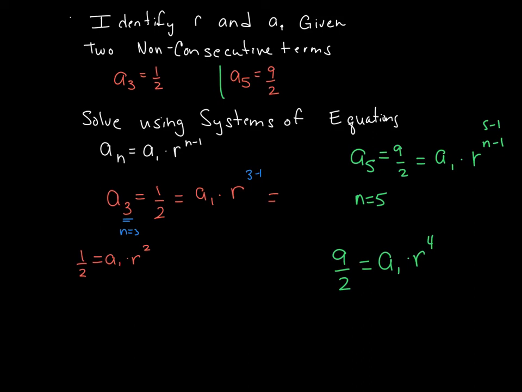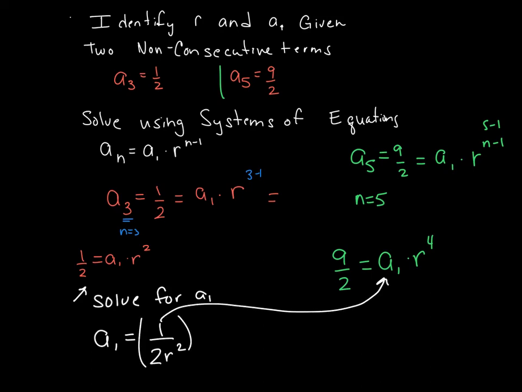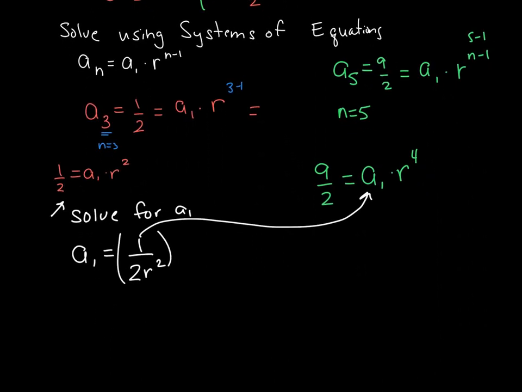So what I have here are these two equations. I have to solve one for a1, so I'm going to take my first equation and solve for a1 by dividing both sides by r squared, and I get a1 is equal to 1 over 2 times r squared. Once I have that, a1 gets plugged in up over here. So now I have 9 over 2 is equal to 1 over 2r squared times r to the 4th.